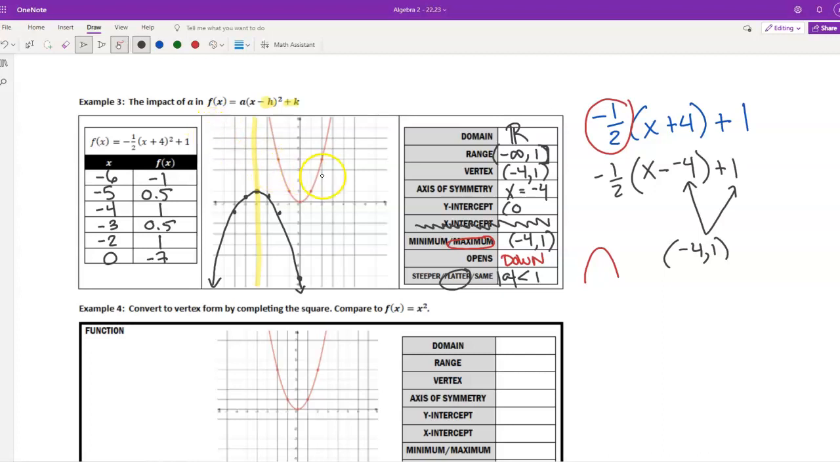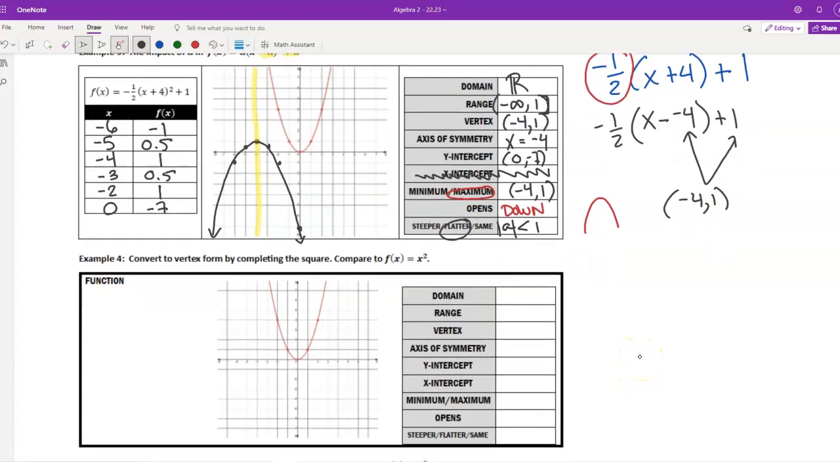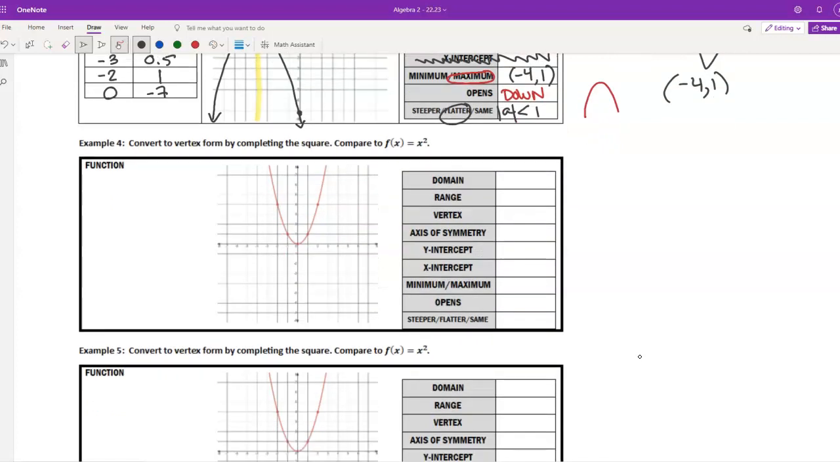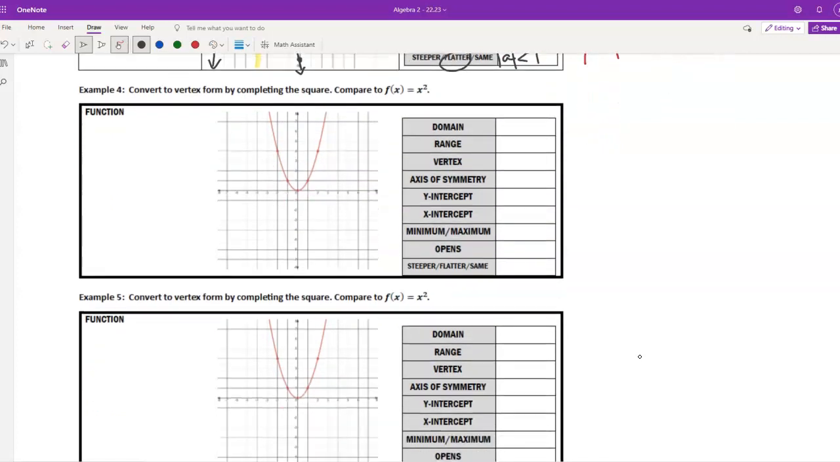Okay, so we were able to get most of our information without even having to graph it, and that's the benefit of these different forms and how they're able to tell you that information. So we're going to take a look at another one. This is referring to example 4 in your book, but I'm going to choose a different one. I wanted to use just different numbers to help us out.